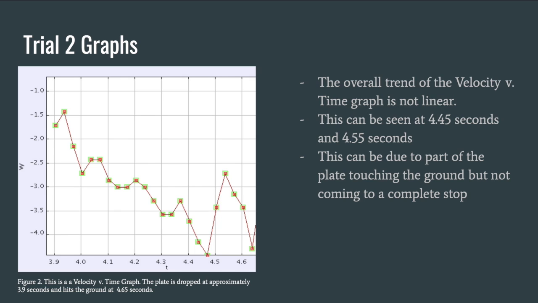Trial 2 was of the plate with a mass of 41.02 grams. The overall trend of the velocity versus time graph isn't really linear, and this can be explained by the point between 4.45 seconds and 4.55 seconds. There's a big spike, but this can be due to part of the plate touching the ground but not coming to a complete stop in the video, and it just being a tracker and human error.